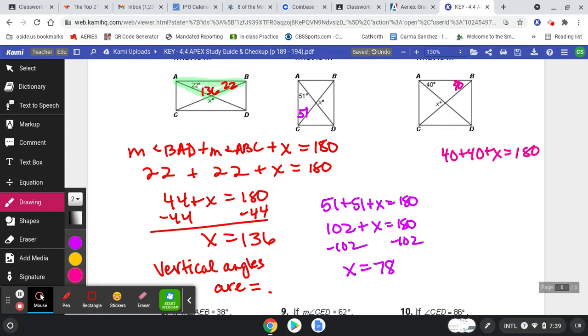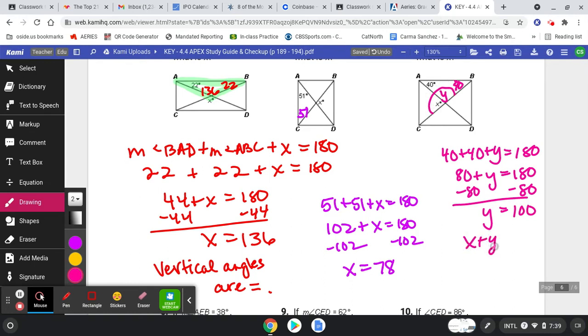Sorry, and I'm going to give this another letter, y. So we know that y equals 100. But do you see that x and y are a linear pair that form 180? So when I subtract 100, I get that my x is actually 80.